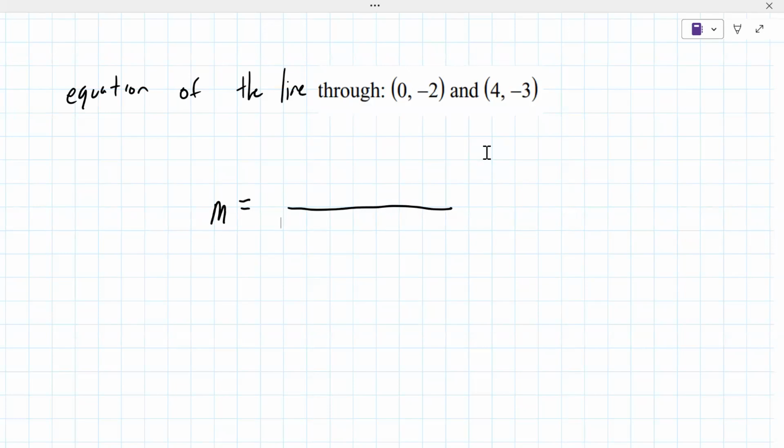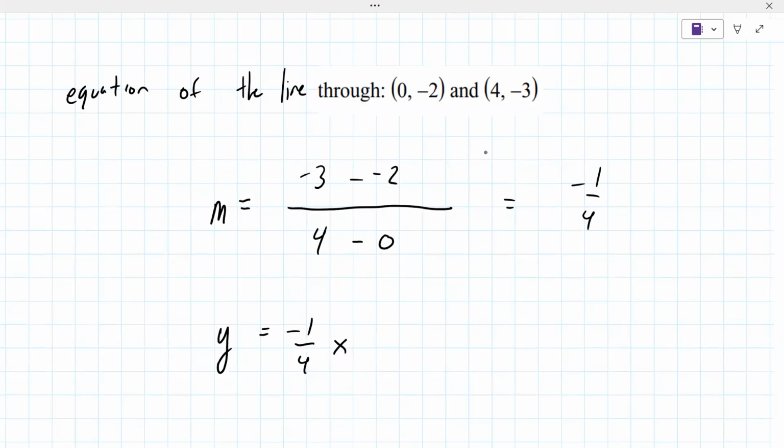I got -1/4. That is correct. So let me get that in here: -3 minus -2 over 4 minus 0. Very good. So when we write the equation of the line, it's y equals -1/4 x plus b. Now this time though, we have 2 points that we can choose from. We can either use the first point or the second point.